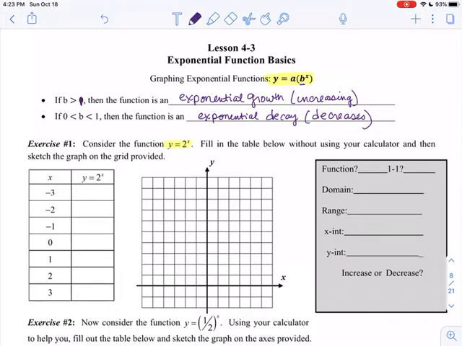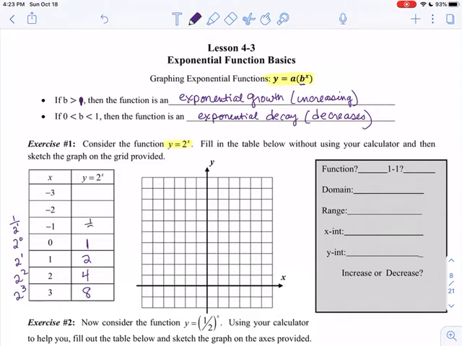So we're going to try and fill in the table without using our calculator. We're going to do y equals 2 to the x. So it's a nice easy one that you don't actually need your calculator for. So basically, if x is 0, 2 to the 0 power is 1. If x is 1, 2 to the first power is 2. If x is 2, 2 squared is 4. If x is 3, 2 to the third power is 8.